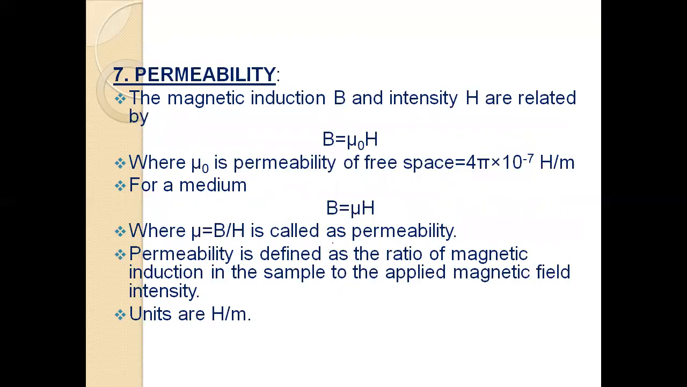Coming to the permeability, permeability is a property of the medium. The magnetic induction B and magnetic field intensity H are related as B is equal to mu naught H, where mu naught is called the permeability of free space. Then for a medium, B is equal to mu H, where mu is equal to B by H and is called permeability. So it can be defined as the ratio of magnetic field induction in the sample to the applied magnetic field intensity, which has units of Henry per meter.